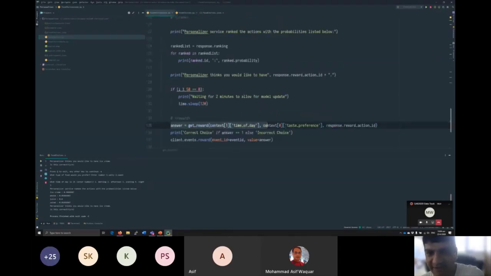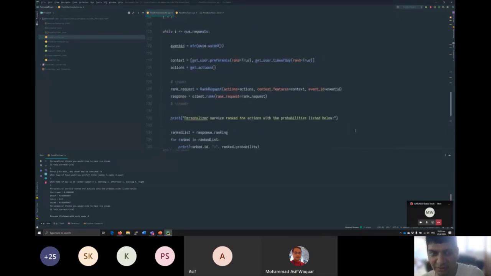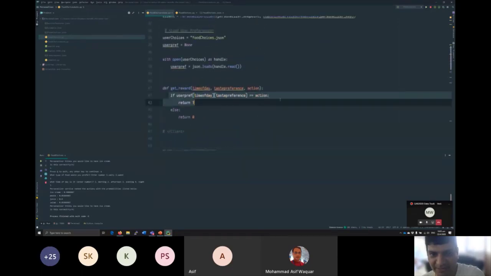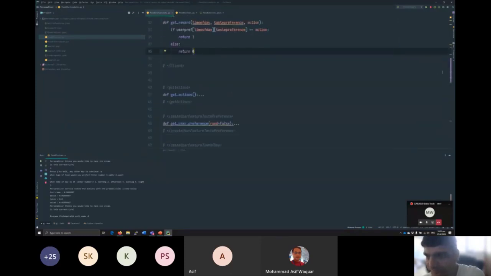This reward function that I have is going to get my time of the day and taste preferences, which were randomly picked, and it's going to assign a reward associated with that. So if my choice was correct, then it will give me a reward of 1. If it's incorrect, it's going to give me a reward of 0. So that's how we work that out. I've loaded the JSON and said that if my action is correct, then I'm going to pick 1. If not, then I'm going to pick 0.